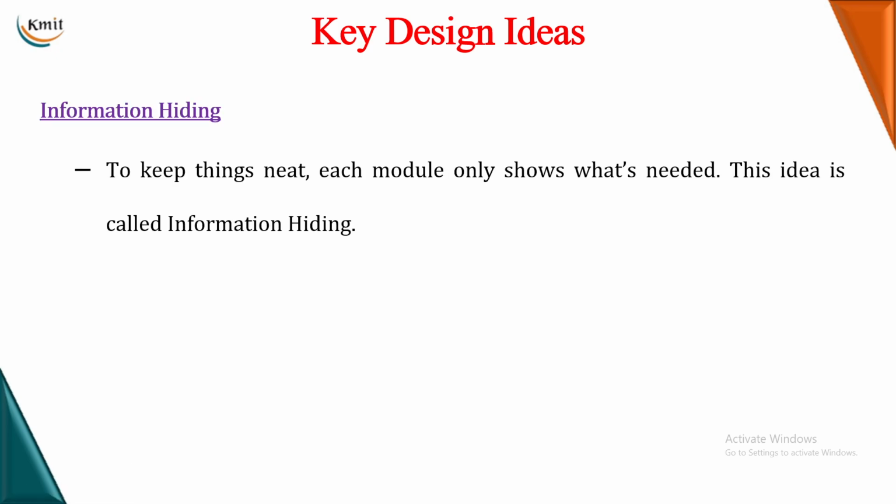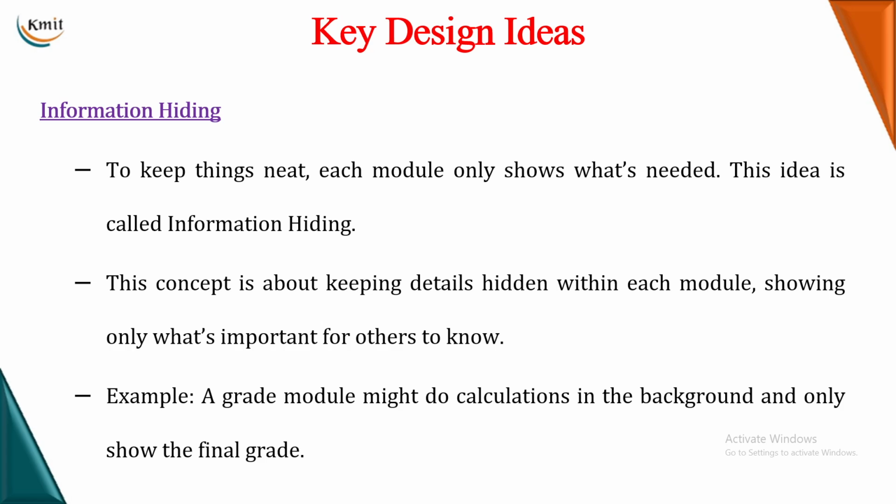The next one is information hiding. In information hiding, we should make sure that you are keeping the details hidden inside each module. You should only show what is necessary. For example, suppose you have a module which talks about student grades. That module should only display the student grades. It should not show how these grades are being calculated. That is called information hiding.